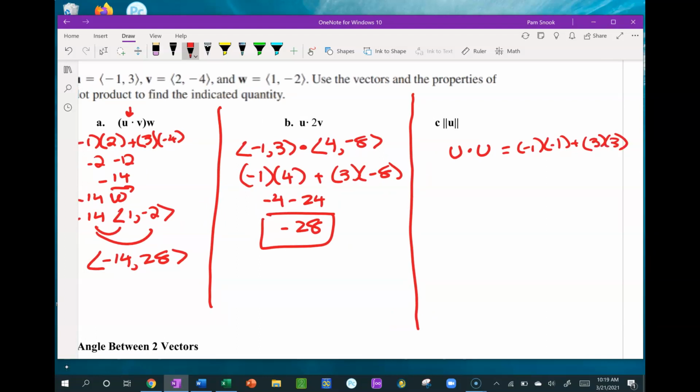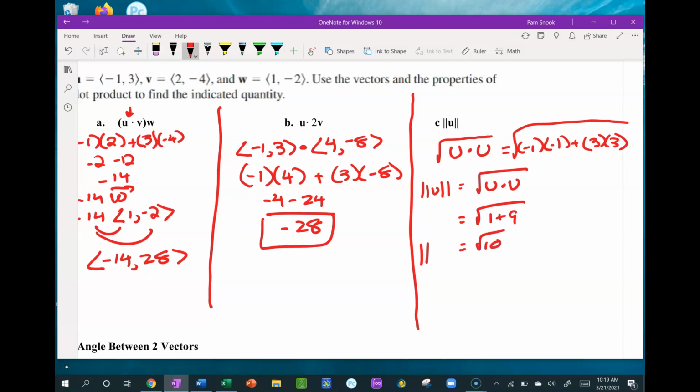But guess what? That's what you would do to find the magnitude, except you would square root it. So if I square root my dot product, I get the magnitude. So my magnitude of vector u is going to be the square root of u dot u. So that's going to be the square root of 1 plus 9, which gives me square root of 10.